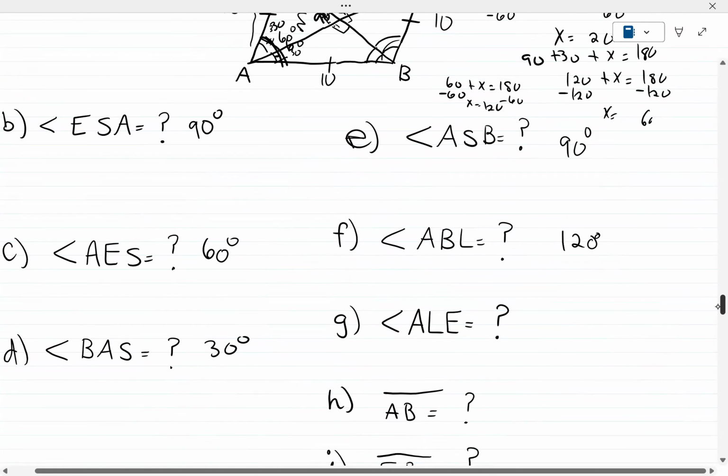What about G, angle ALE? This angle right here. This small angle should be 30, right? Because you know that these two angles are congruent, so if this is 30, this should also be 30. So for letter G, angle ALE is just 30 degrees.